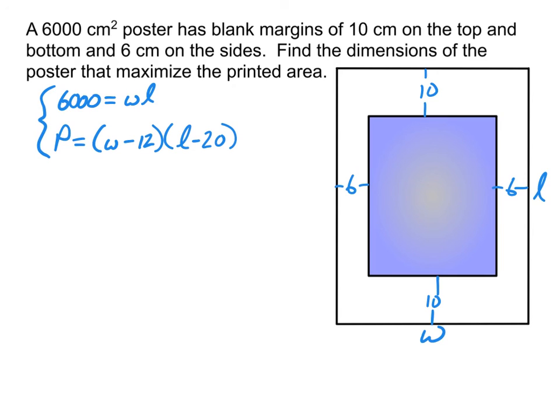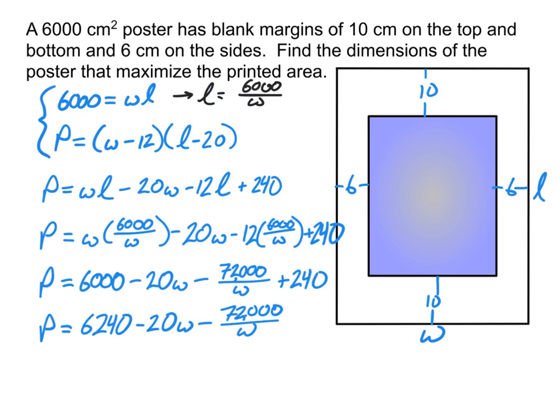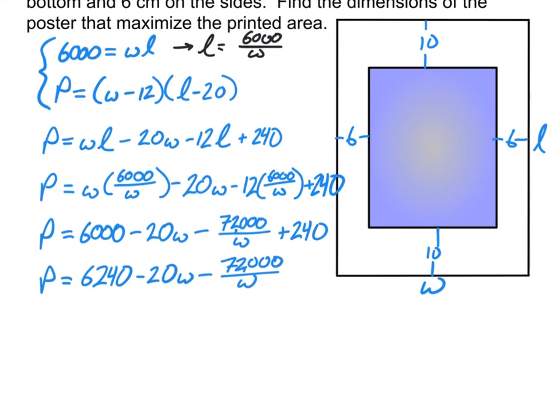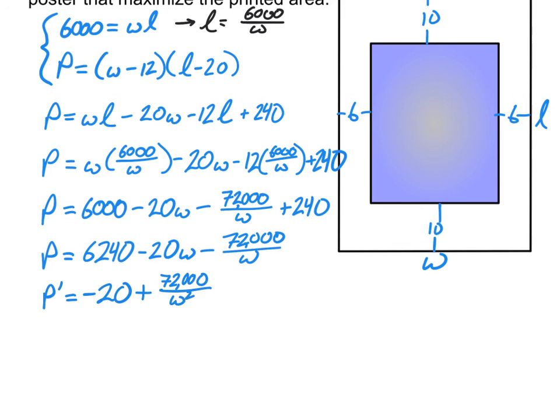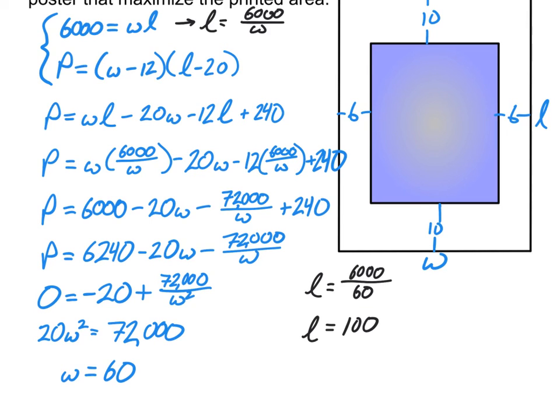Now that you have your two equations, proceed as normal. Solve one of them for a variable, plug that in, then clean up that equation, find the derivative, set it equal to 0, and use that to find our minimum, or maximum in this case. L equals... All right, and then when it's all said and done, we found that W is 60 and L is 100. And so we're done.